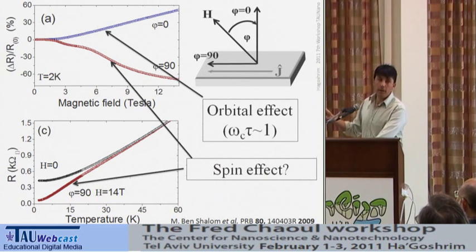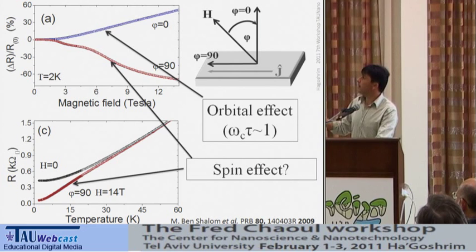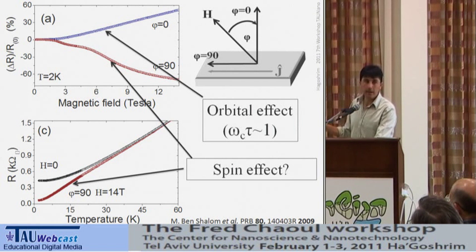So this may be the usual orbital effect, but here omega_c tau, which basically determines the size of the orbital effect, is approximately 1, so you expect a large effect. But this is unexpected, so this may be related to some spin effect or spin scattering effect. And this spin effect vanishes at 30K. And this 30K is an important temperature somehow. We don't fully understand that yet.